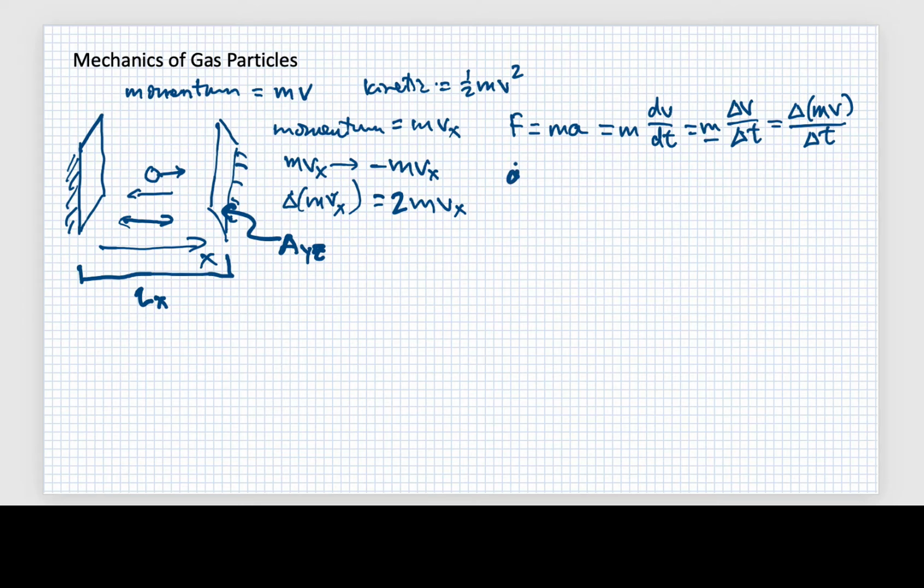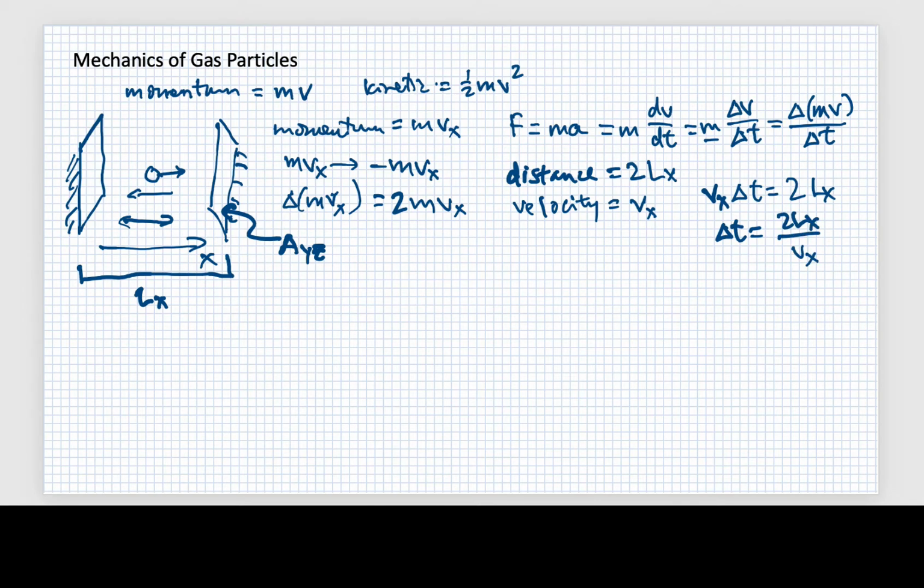So the distance traveled is 2Lx, and the velocity that it's traveling is v sub x. So this is just one of those distance equals velocity times time sorts of problems. If velocity times some change in time is equal to the distance traveled, then I can solve for the change in time as twice the distance traveled, twice Lx, divided by the velocity.